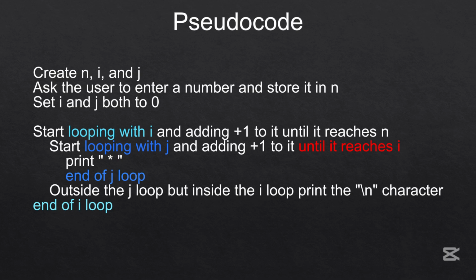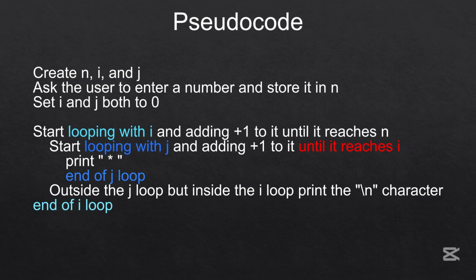We start by creating our variables, in this case n, i and j, taking input from the user and storing it in n. This will be how many lines or rows the user wants, and then setting i and j both equal to 0. The second step would be initializing two for loops, one with the variable i and the other one with j. They both start at 0 as we have initialized them, and increment +1.